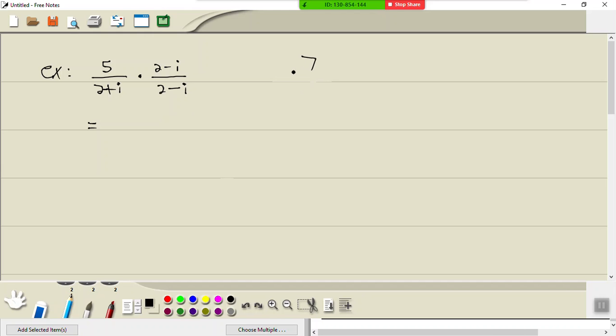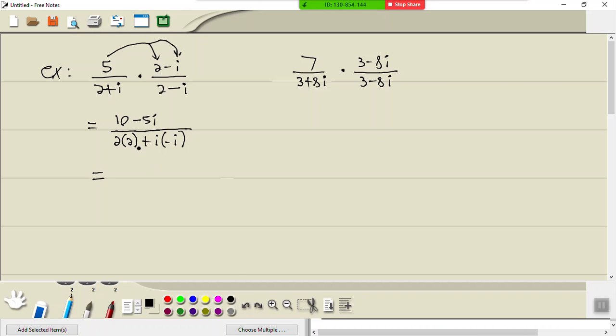And whatever you multiply by the bottom, you multiply by the top. If I had, let me show you another, 3 plus 8i down here, I'd multiply top and bottom by 3 minus 8i. That's a conjugate. First is the same, last is the same, sign in the middle is different. Okay. Now here, I'll multiply 5 times 2 and 5 times negative i. That gives us 10 minus 5i. The nice part about conjugates is all you have to do is multiply the first parts together and last parts. So we'll take 2 times 2, and we'll take i times negative i. So you don't have to fully FOIL it. You just have to multiply your first items and your last items.